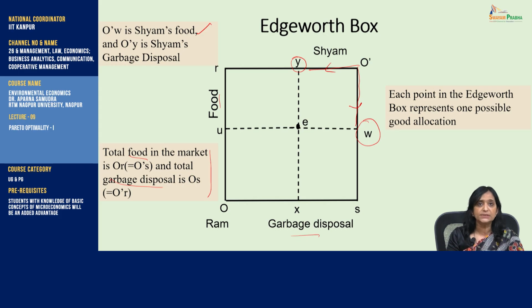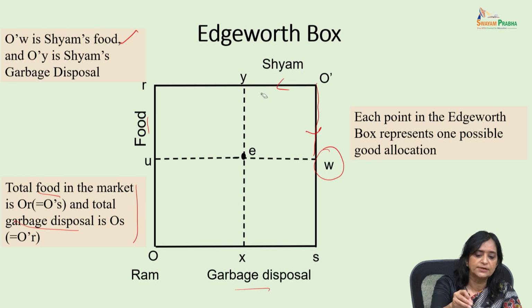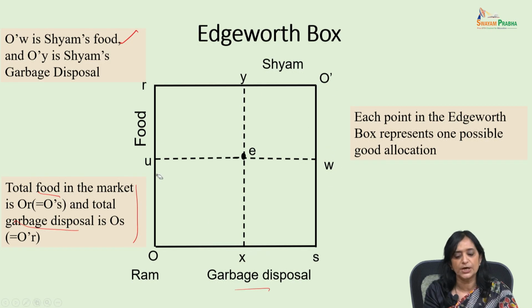Then what do we see? That each point in the Edgeworth box represents one possible good allocation. That is, each point on this graph shows the amount of goods being demanded by either Ram or by Shyam. So that's a way of representing the possible good allocation, that is, how much food and how much garbage disposal will be allocated between these two consumers, Ram and Shyam.